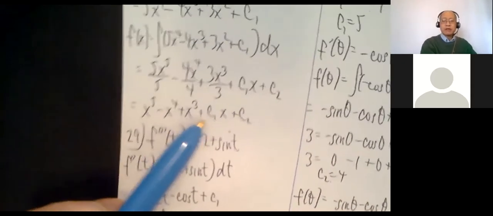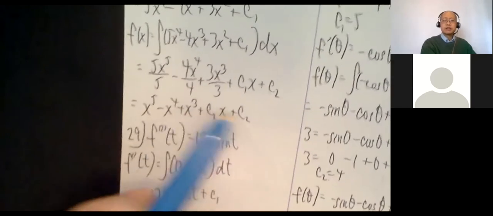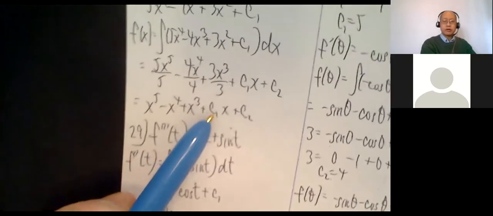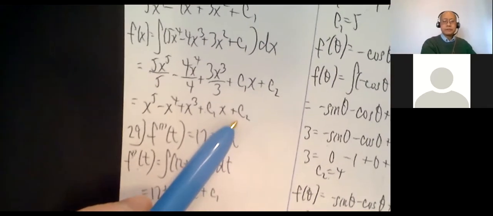So technically, it's not correct to put plus Cx plus C. That would imply these two C's have to be the same, but they certainly don't. That can be 7, this can be 24, or whatever. Okay, so this is the answer.